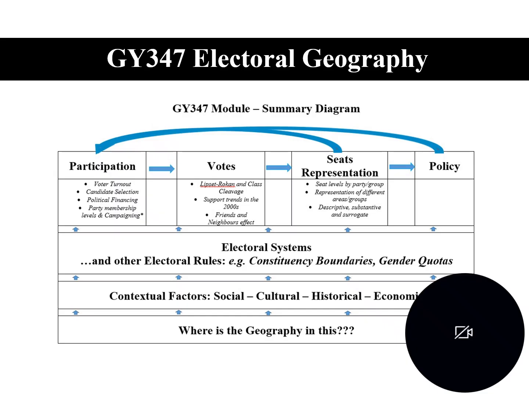Some of the themes I'll be looking at: turnout, participation, voting patterns, seats, policies. One of the things I want to get across in this diagram is that everything is linked. Participation flows into voting patterns, which flows into seat levels, who gets into power, who wins the most seats in Parliament, and ultimately that all flows into something we don't really touch in this module: policy.